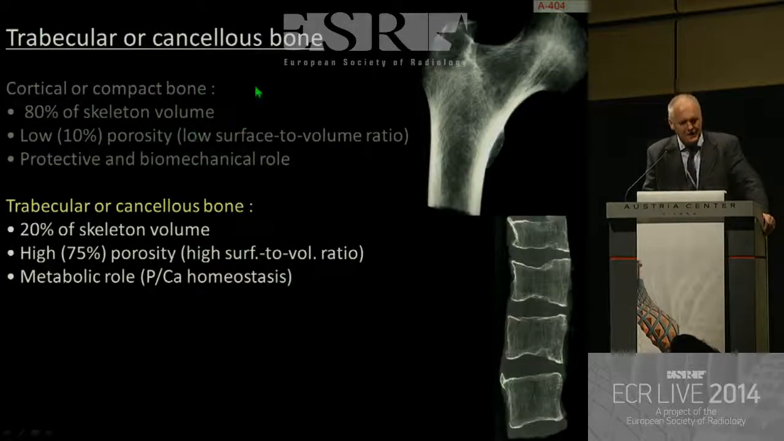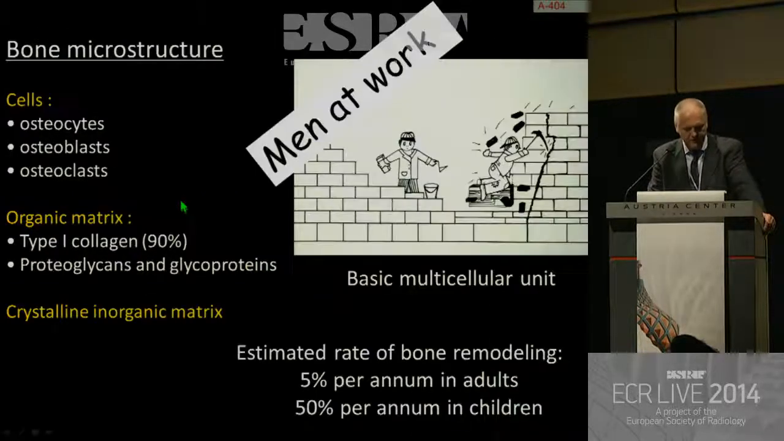On the other hand, the trabecular or cancellous bone that you will see in the spine and in the epiphysis and metaphysis has a more important role to play because it has a high porosity. The surface of this bone, accessible for the adjacent cells, is very high, and it plays an important role. Now, to summarize the normal bone physiology, you just have to remember that there are some cells, the osteocytes, the osteoblasts, and the osteoclasts, and they work as a team composed of bone-resorbing cells and then bone-forming cells.